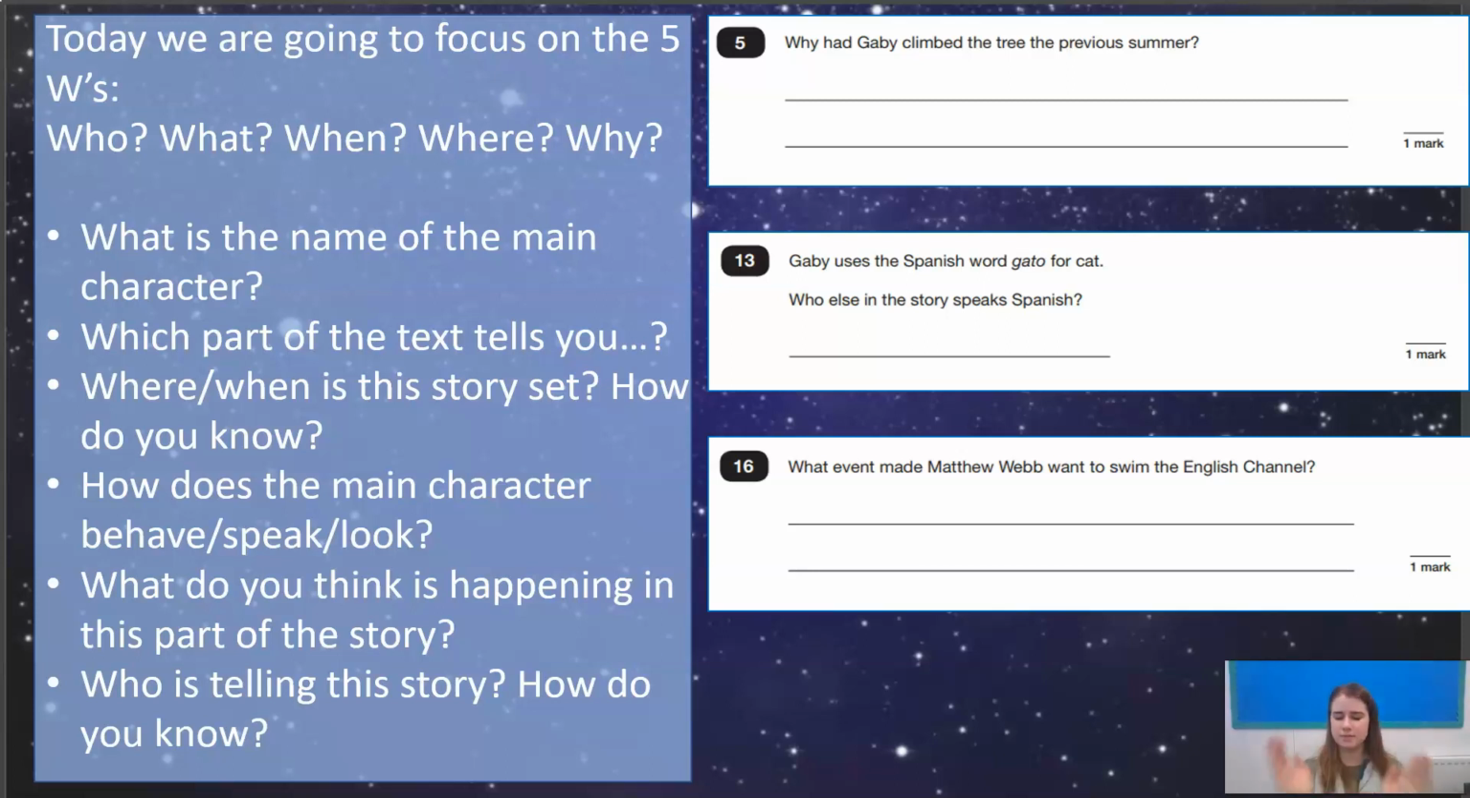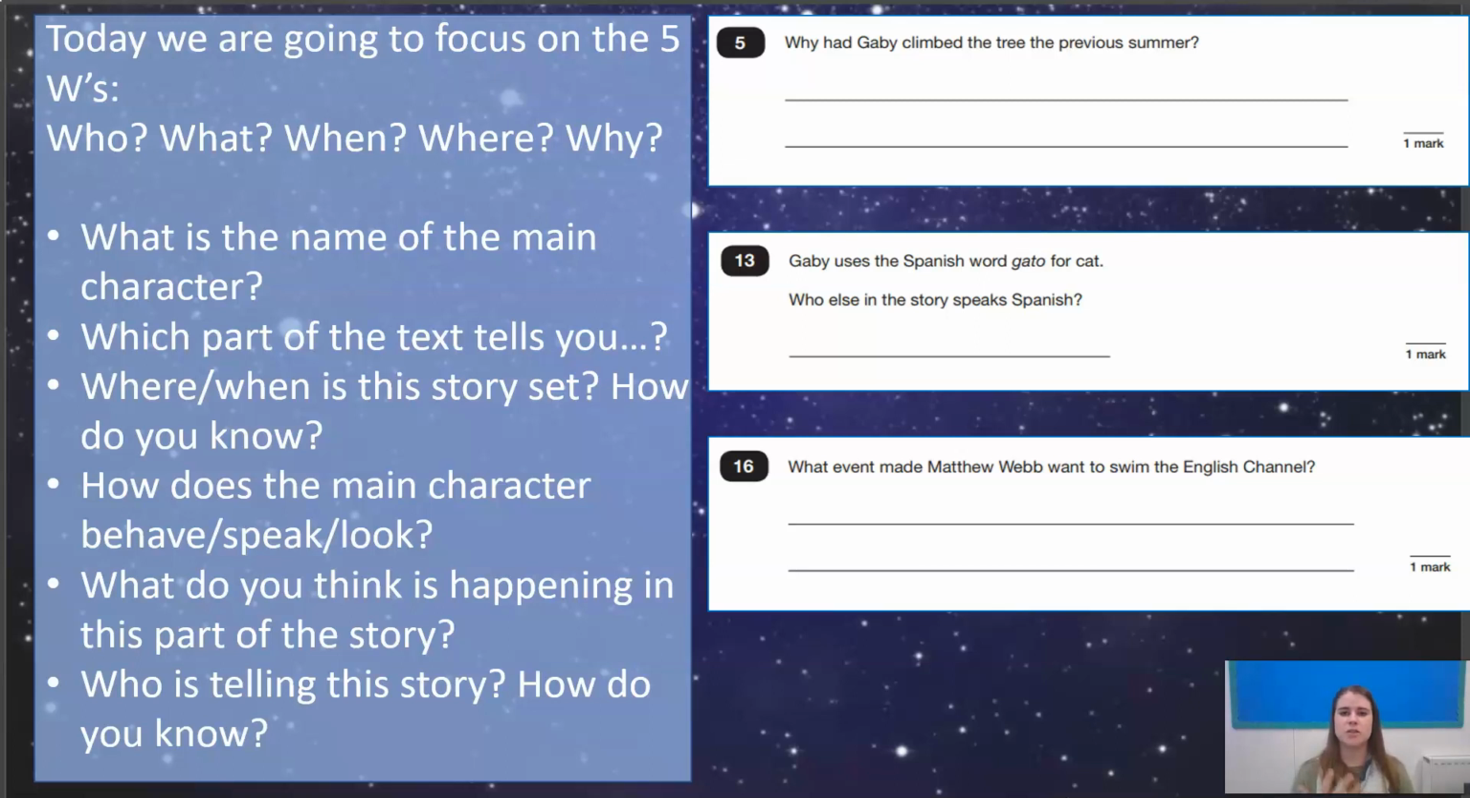Okay, so there's lots of different types of retrieval questions, and each week I'm going to focus on a different style of question, okay? But for this one specifically, it's just going to be our 5W questions. So here you can see some examples of some of the questions that come up using our who, we have our what, and we have our why. So we've got 3 examples here.